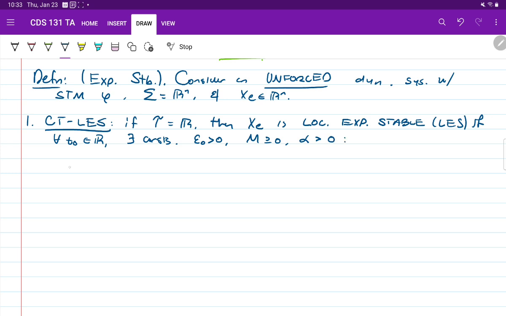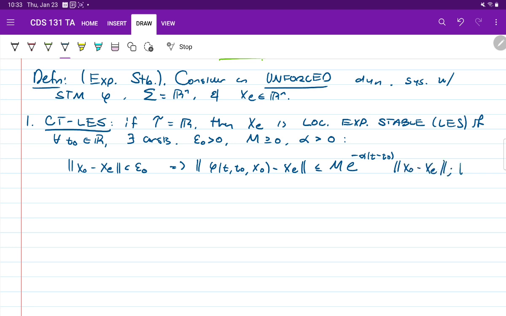such that the following hold. We have x naught minus x equilibrium less than epsilon naught, which looks like a locality condition, implies that phi of t, t naught, x naught, minus your equilibrium point xe is going to be less than or equal to M e to the minus alpha (t minus t naught) multiplied by the norm of your initial condition, so x naught minus xe, and this should hold for all t greater than or equal to t naught. Okay? So essentially what we're saying is if we start sufficiently close to our equilibrium point, we should be able to get an exponential decay bound to our equilibrium point.